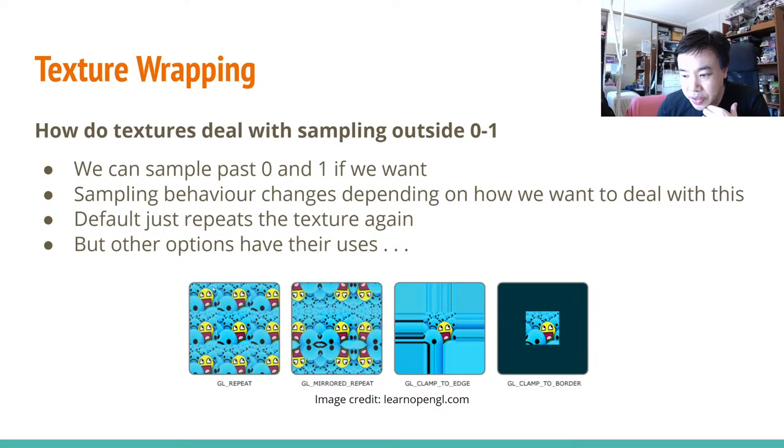So we can change our sample behavior so that when we go outside of 0 and 1, for example, here it could be 0 to 1, and here it could be 1 to 2, and here it could be 2 to 3, and it's using this same texture multiple times because we've just gone outside of our texture coordinates. We're going to do these intentionally sometimes. So this one here called GeoRepeat is the default. So this is the basic behavior.